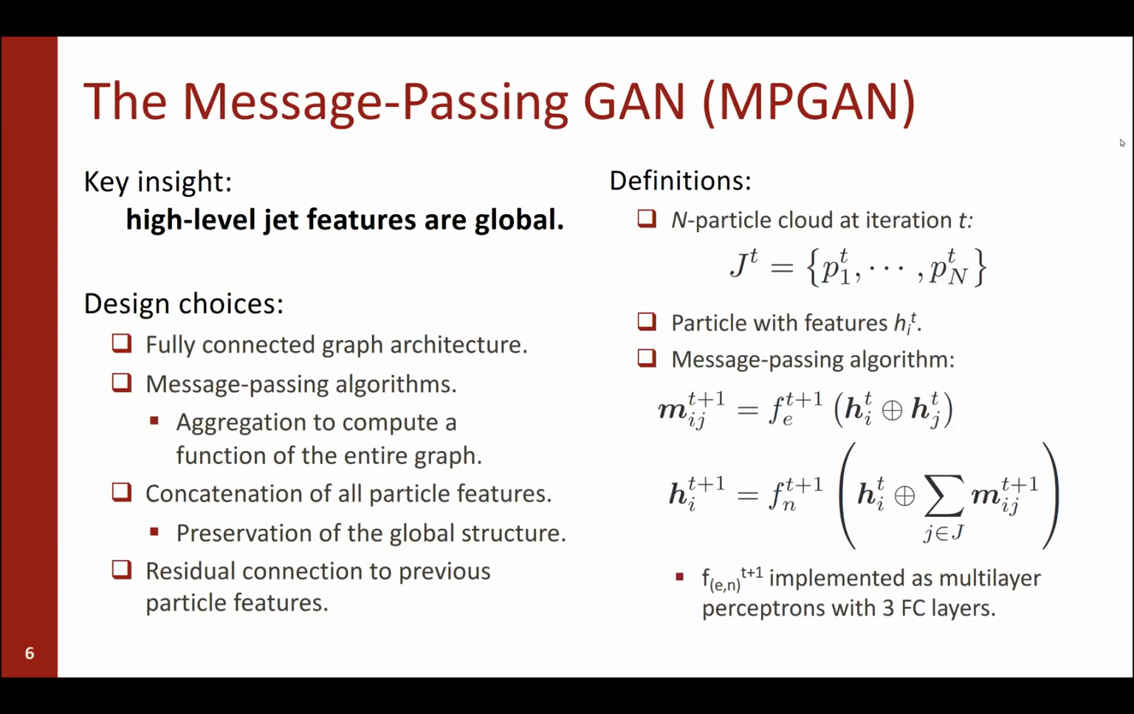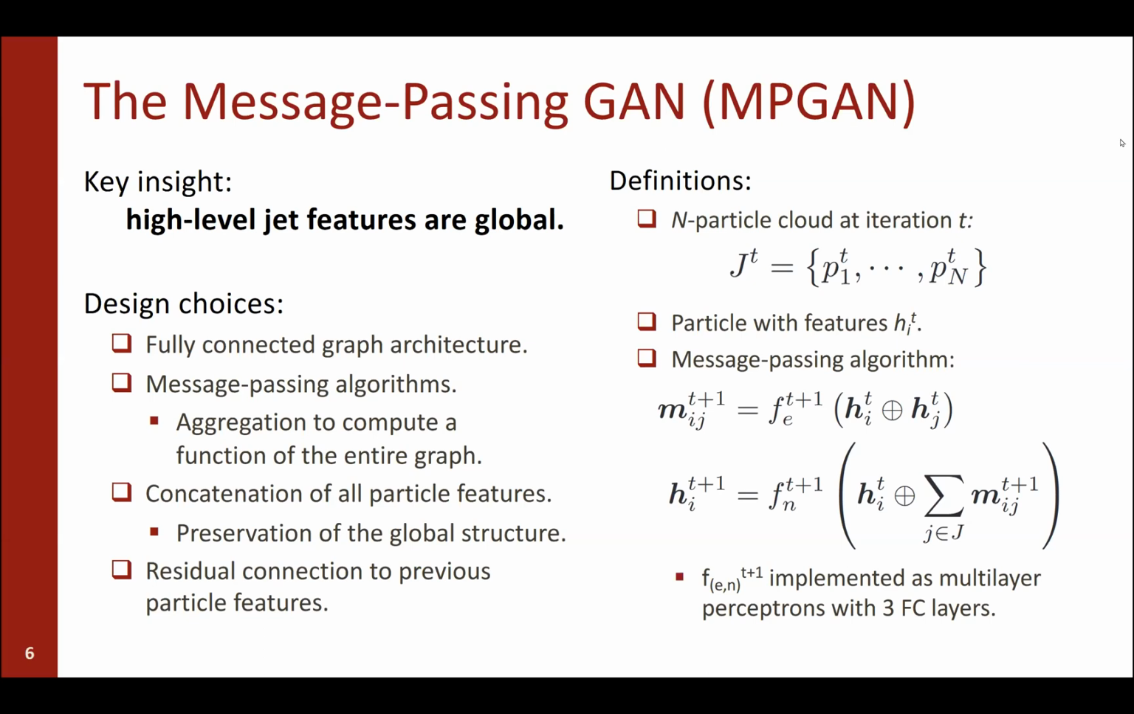So our idea then is how to create these neural networks here. And here is the key insight that I want to draw attention to in this talk. If you want to generate jets, you have to take the jet as a whole. The high-level jet features, they are global. Now, with this in mind, this leads immediately to some design choices that we made for the message passing GAN. First, we do not have to construct the graph in a sense. We always use the fully connected graph architecture, and that's good enough for us.